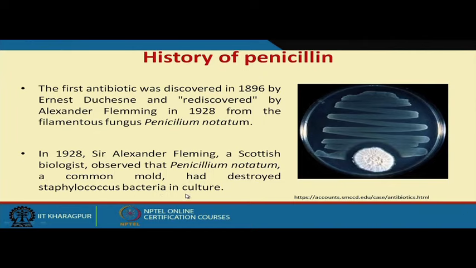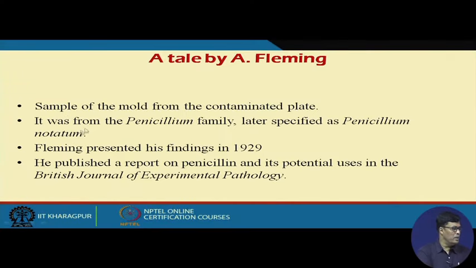So Staphylococcus, we know, is a very harmful bacteria for us, and he found out that the growth of Staphylococcus was greatly inhibited in the presence of this particular mold which produces the penicillin. It was first discovered by Alexander Fleming like this. And then a sample of the mold from the contaminated plate was taken out. It was of the Penicillium family, and later identified as Penicillium notatum.